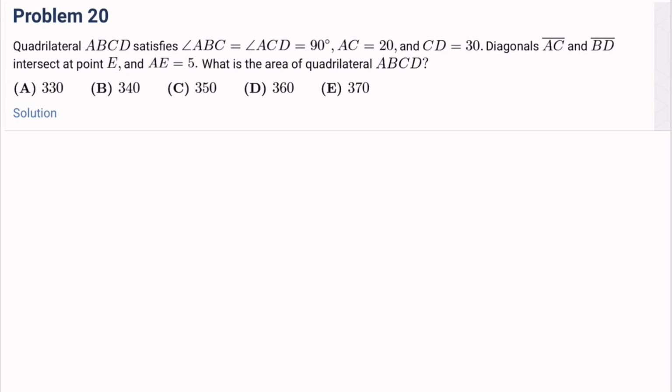Problem number 20. Quadrilateral ABCD satisfies angle ABC equals angle ACD equals 90 degrees, AC equals 20, and CD equals 30. Diagonals AC and BD intersect at point E, and AE equals 5. What is the area of quadrilateral ABCD?